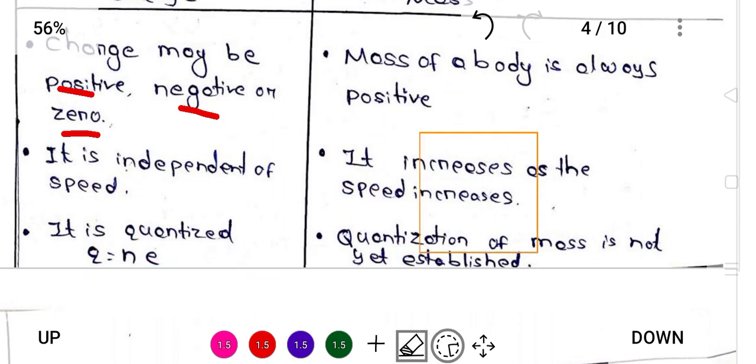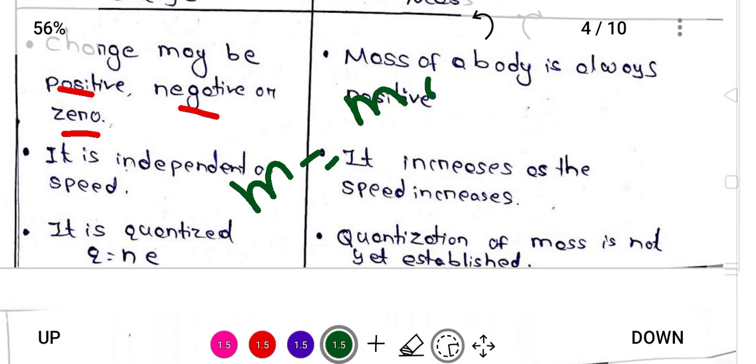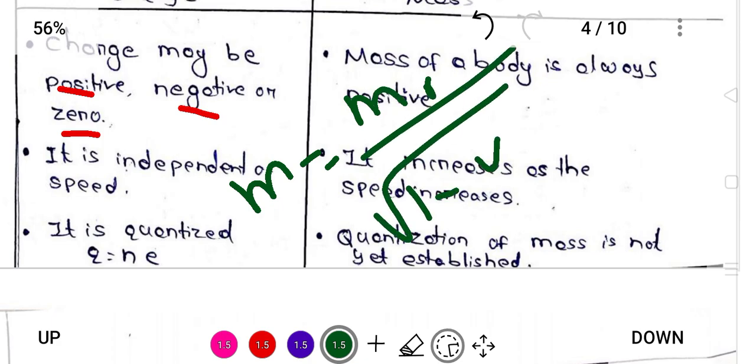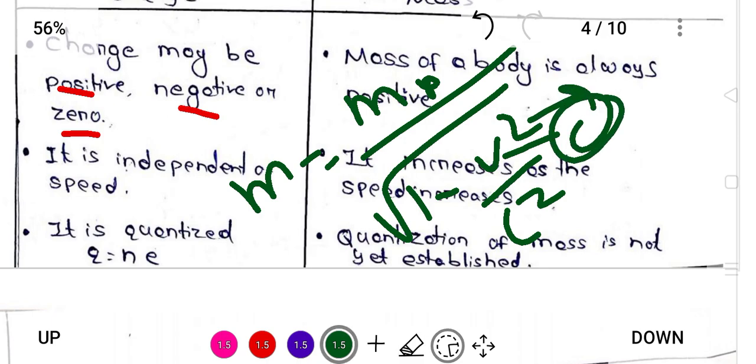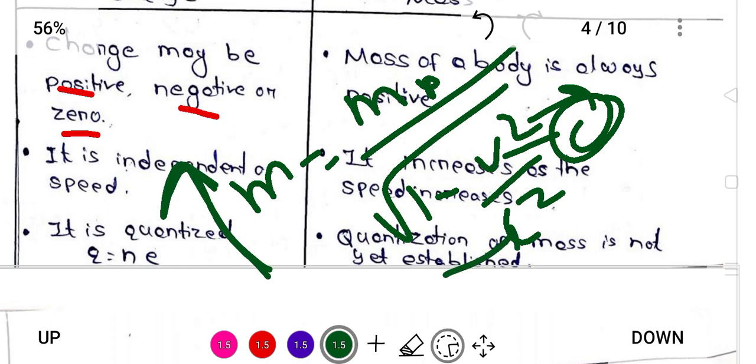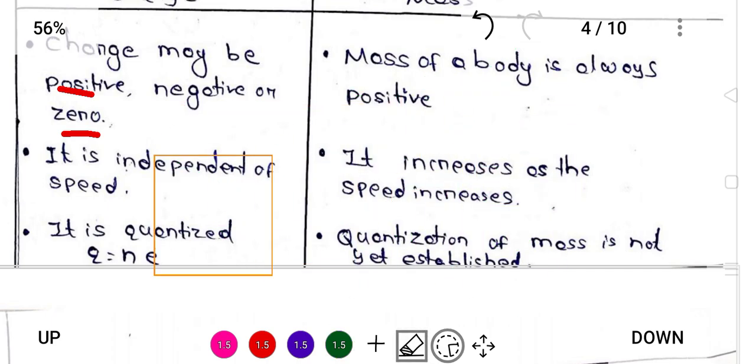But the mass of an object increases with speed by the relation m equals m0 divided by root over 1 minus v square by c square, where m0 is the rest mass, v is the velocity at which the object is traveling, and c is the speed of light. This is a relativistic formula: when we travel close to the speed of light c, our mass increases. The faster we travel, the more our mass will increase.